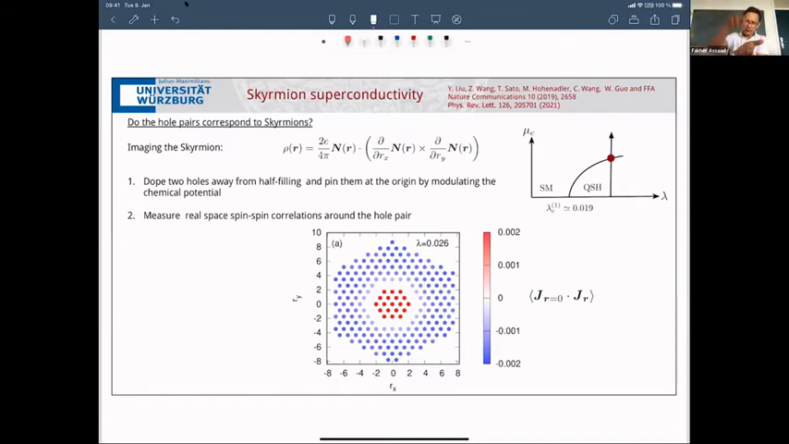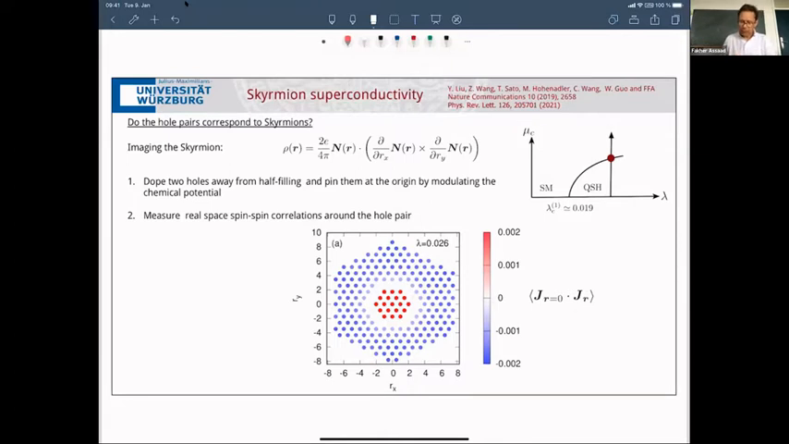And the two holes basically are stuck in this trap, and we will thereby localize the charge, right? The two charges we put in are localized at the origin. And then what we can do is measure. So this is the quantum spin Hall order parameter. This would correspond to this N, if you want, in the mean field picture.